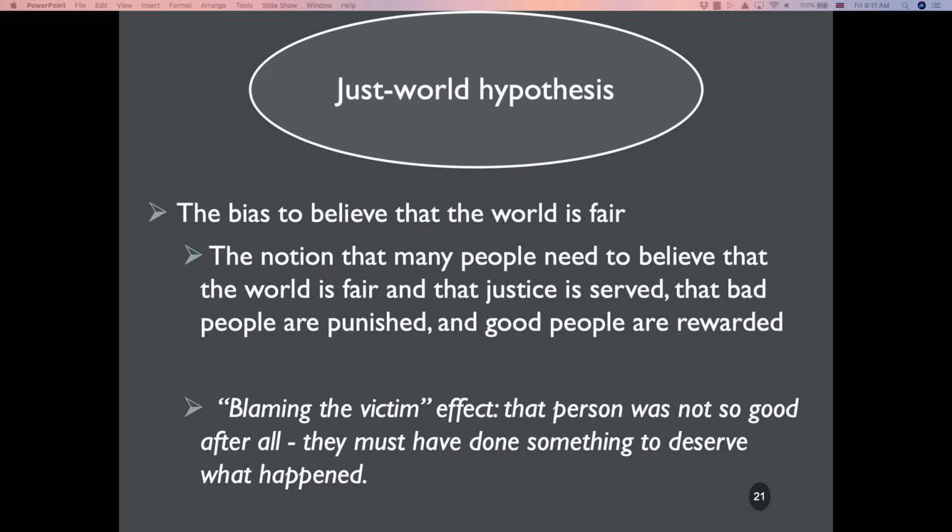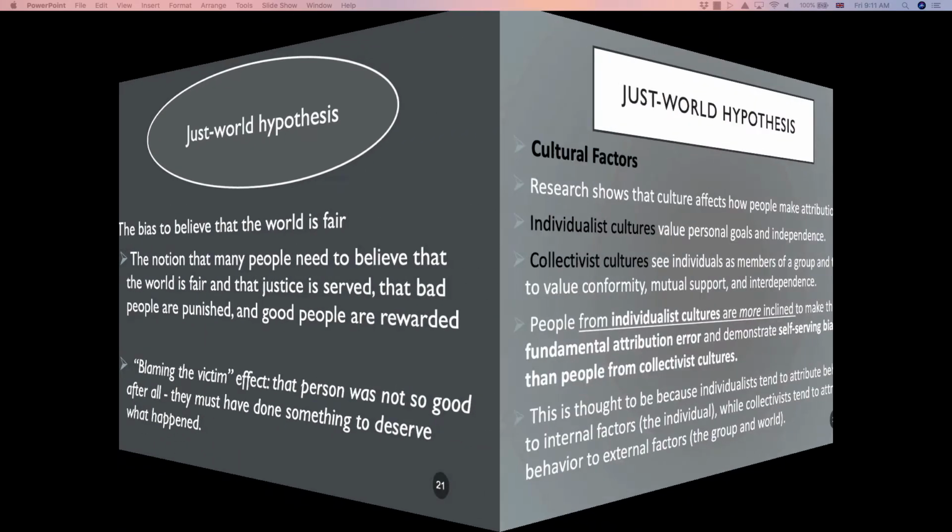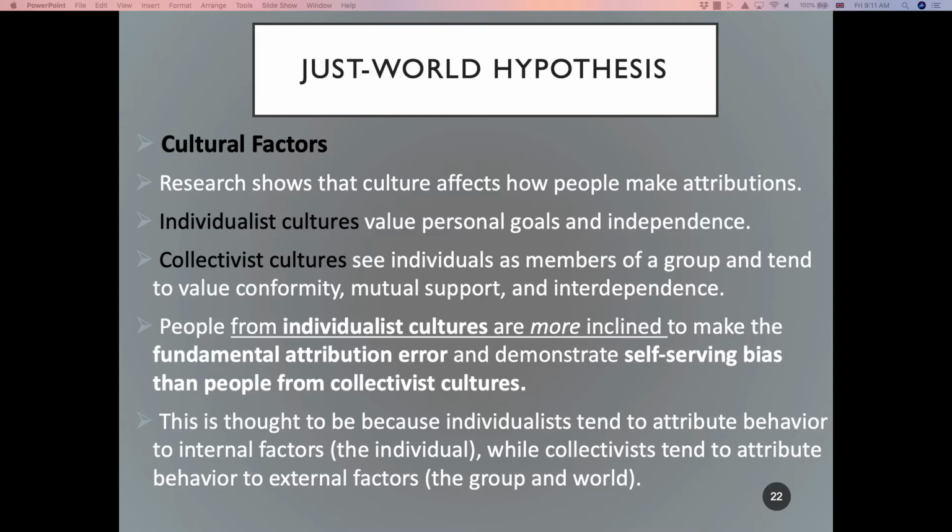We need to believe that the world is fair and that if you do something wrong, you get punished, and if you are good, you get rewarded. What goes around comes around. If you do a good deed, you get rewarded. If you do something bad, you get punished.